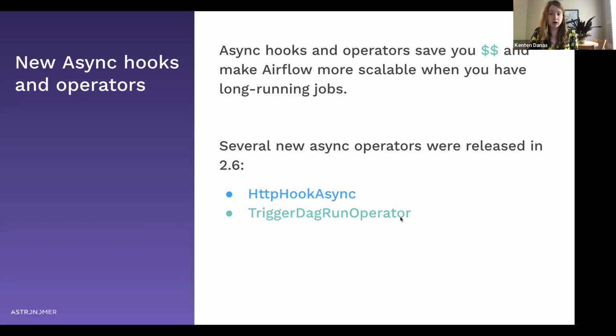Also, the trigger DAG run operator is now async. That's super helpful, especially in the case where you set it up to wait for the other DAG to finish, if it's happening in the middle of your DAG, and maybe that other DAG is going to take a long time. It's great to be able to release that worker slot. This one works a little differently than a lot of the other async ones, so I'm actually going to show how this works in the demo, but those are two that people definitely want to take advantage of.